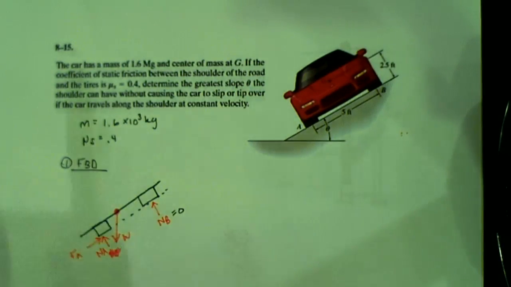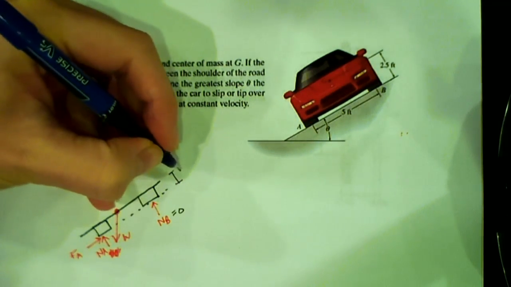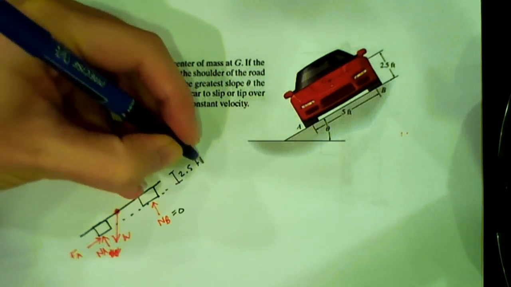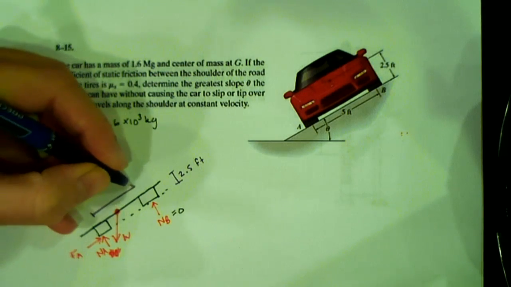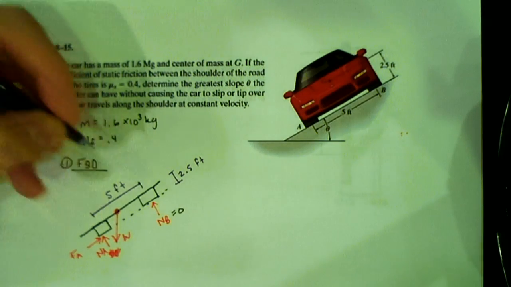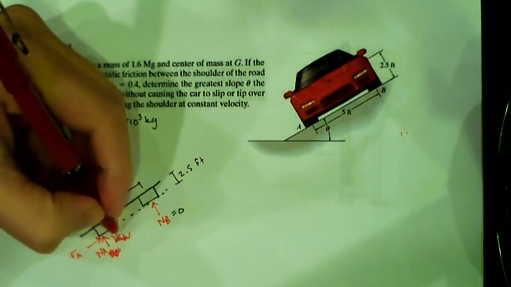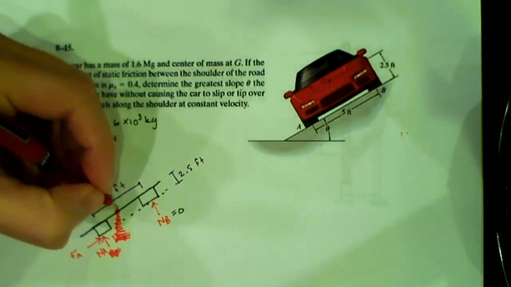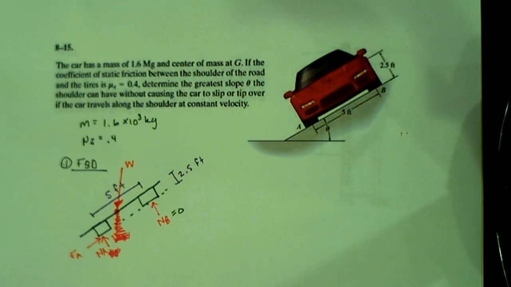Let's see. So we know that this height between point G and the road is 2.5 feet. We know that the distance between A and B, or the contact points, is 5 feet. Ignore this line there. I'm going to draw the weight up here. It was kind of in the way.